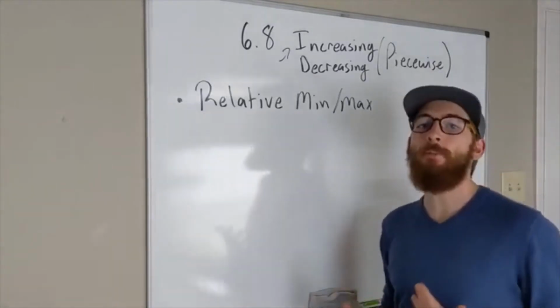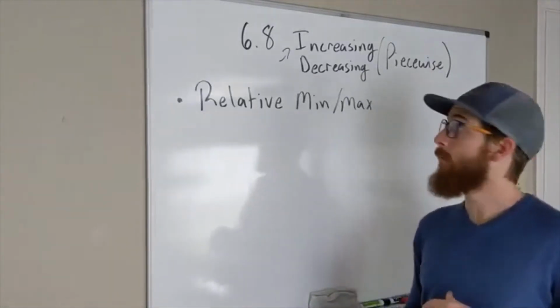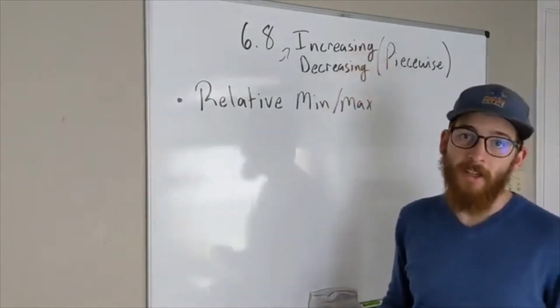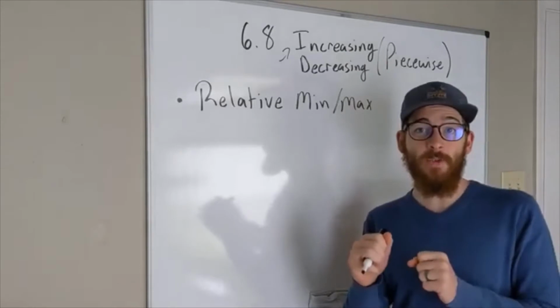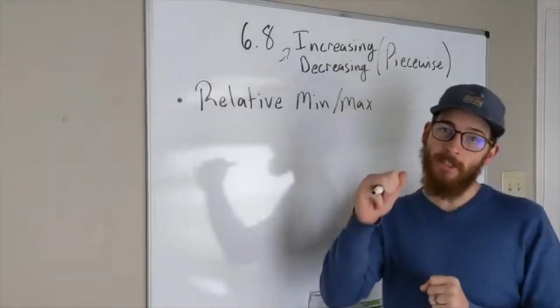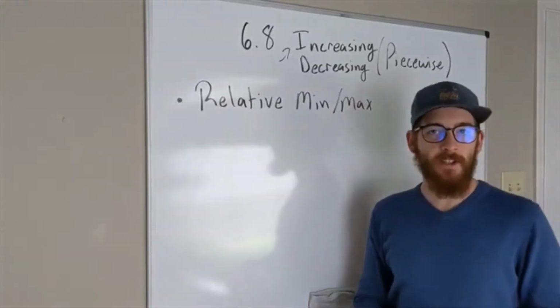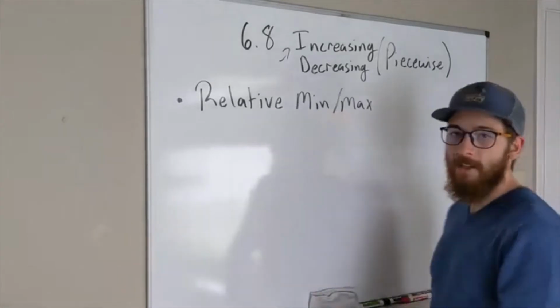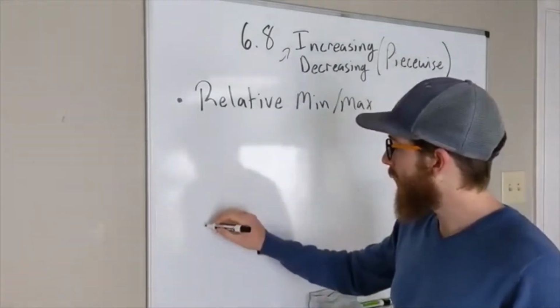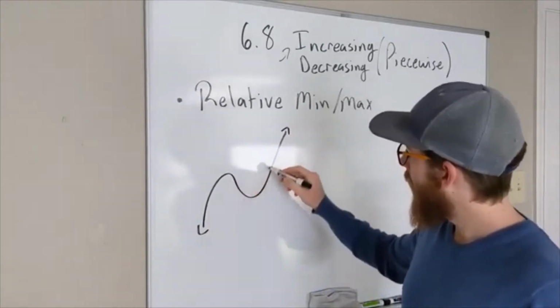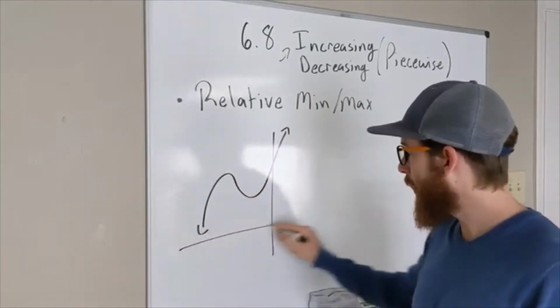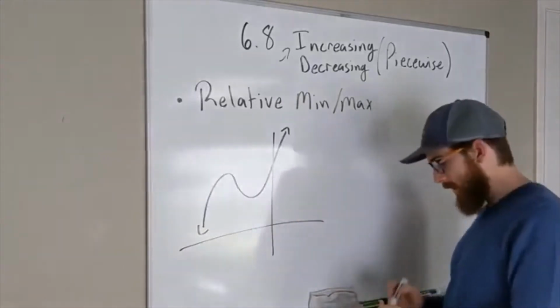Okay, so kind of a subplot of this idea of increasing and decreasing, it gives us the ability to talk about these places where it switches from increasing to decreasing. And those places are relative min and max. And so if I have a function that looks like this, and I'll just put the bar right here. Okay, so I've got a function that looks like this.